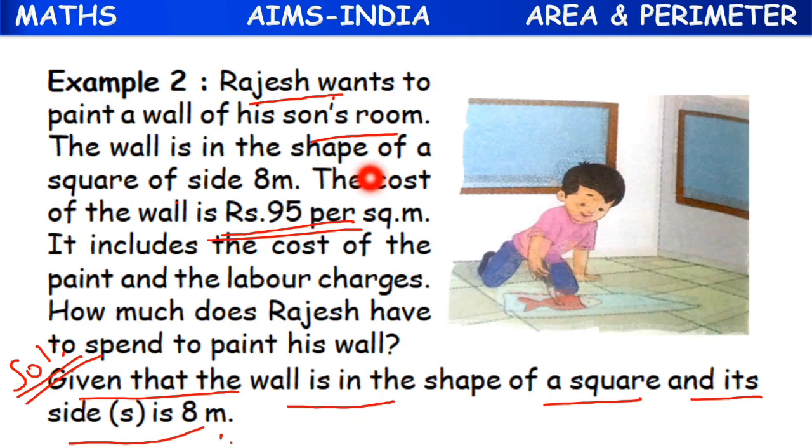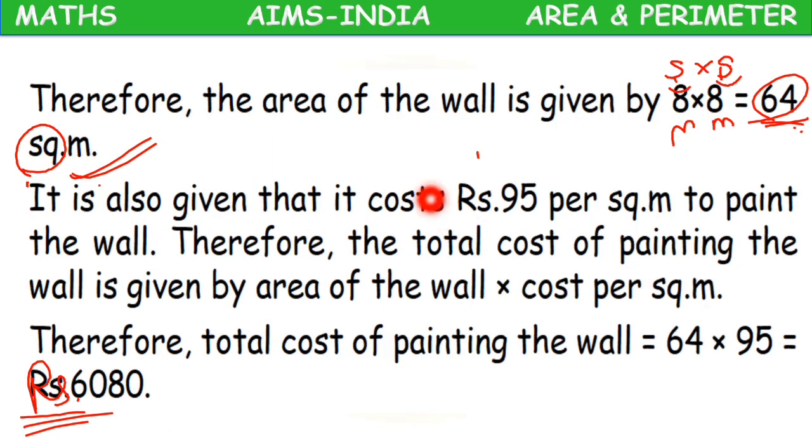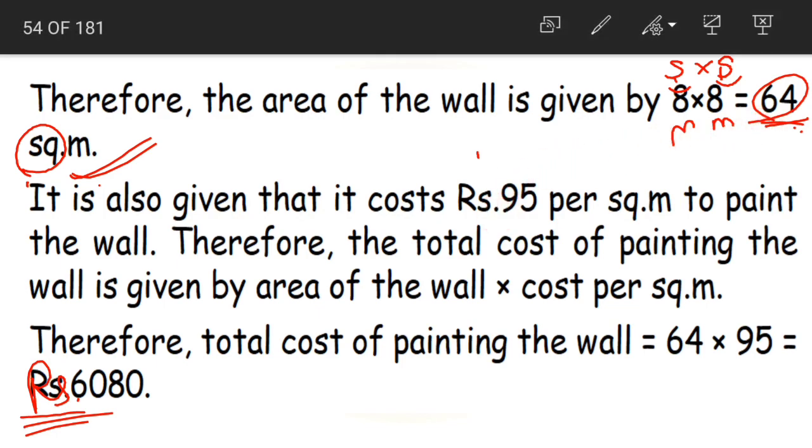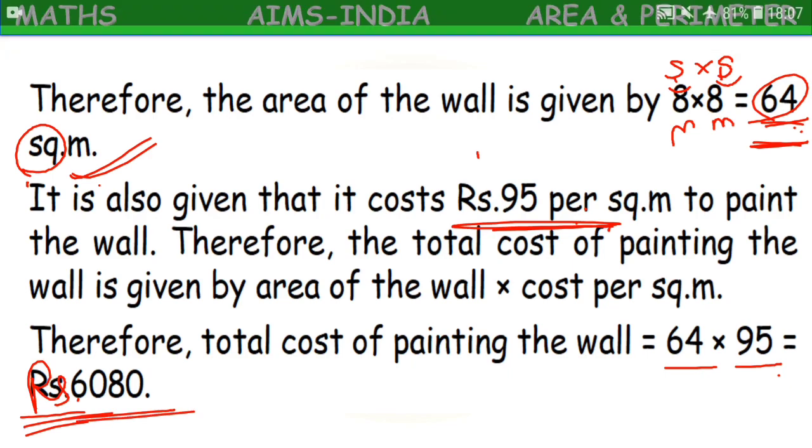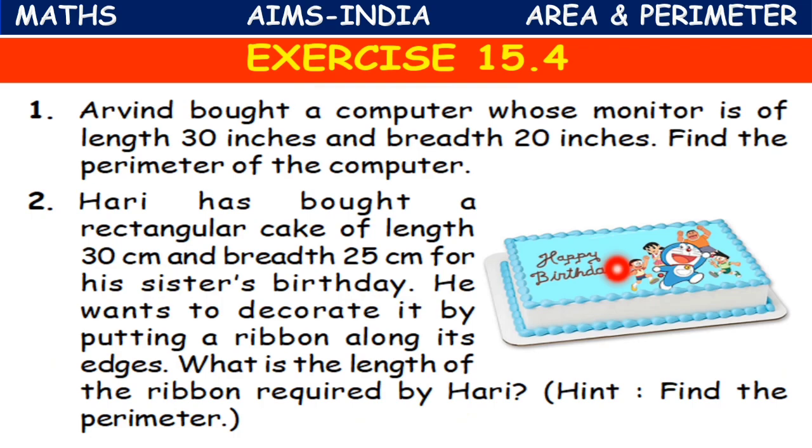What did we do here? As we are painting the entire wall, first we found out the area of the wall, and then it was given to us that the painting cost is 95 rupees per square meter. So the total cost of painting the wall would be the area of the wall into cost per square meter. That is nothing but 64 into 95. That is 6080 rupees. Is this clear, children?